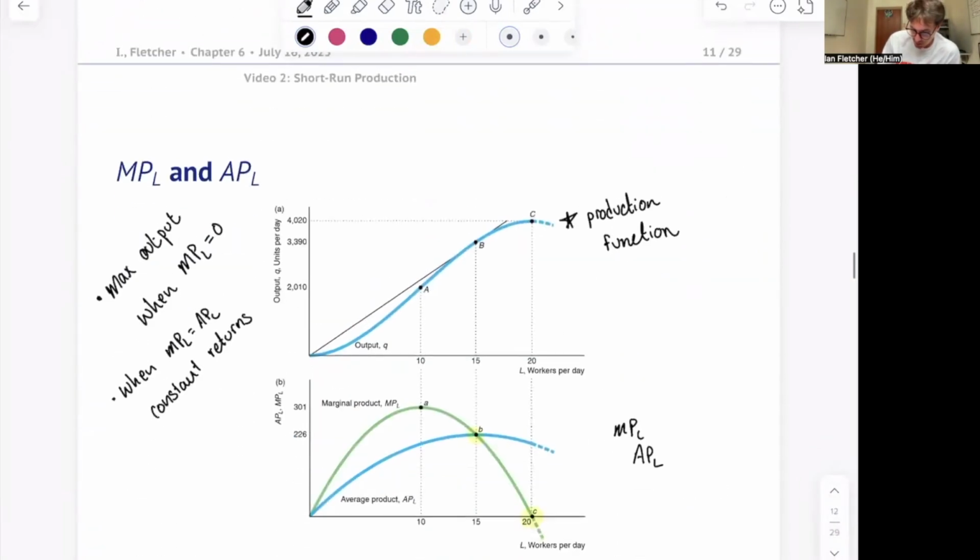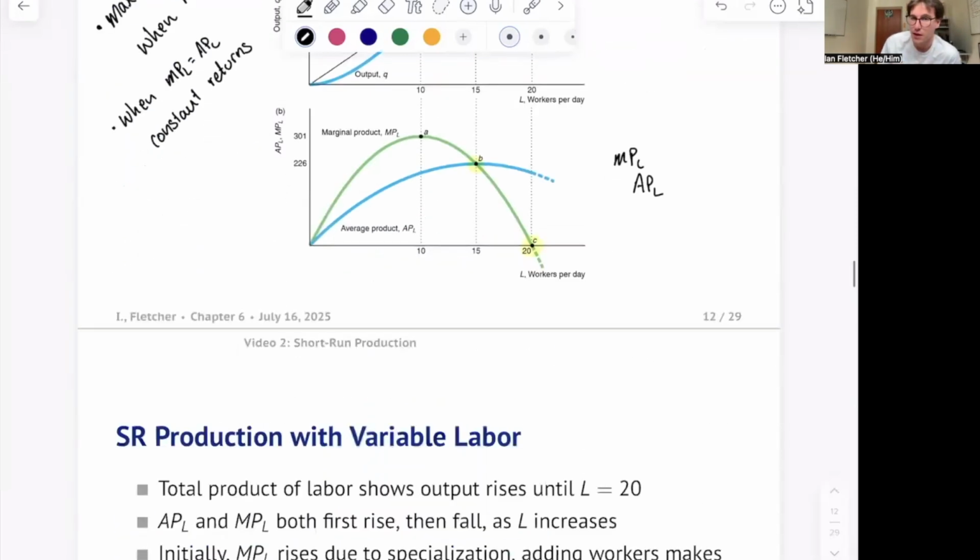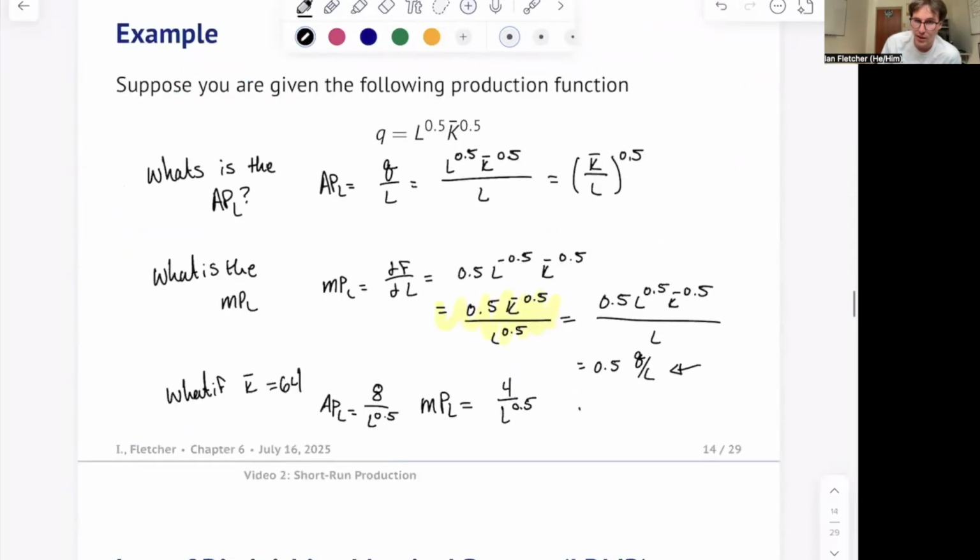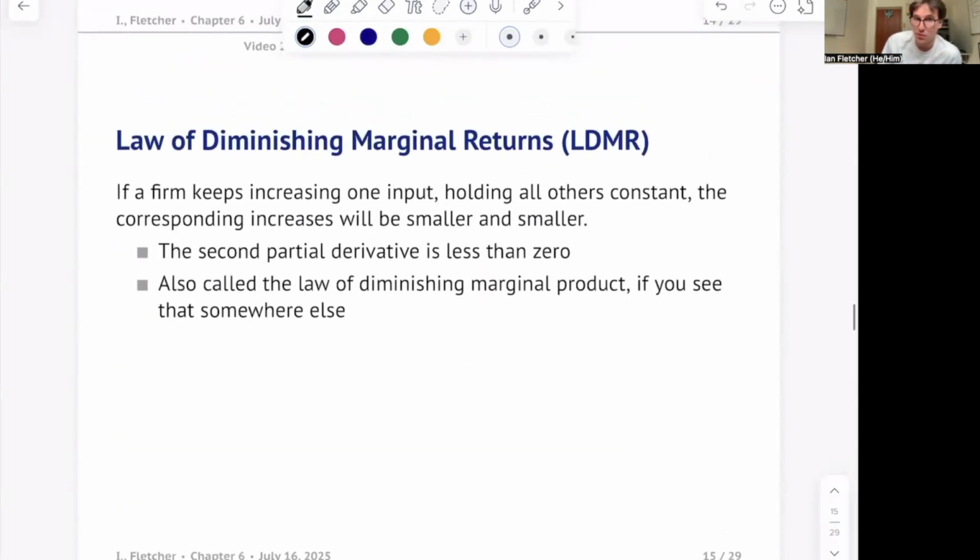So if we come back up here, imagine that we were doing these small increases just from here. These are going to get smaller and smaller and smaller until they drop, right? And so this means that the second partial derivative is less than zero. And this is also called the diminishing marginal product if you see that somewhere, but for the most part, you'll see it as just the law of diminishing marginal returns.